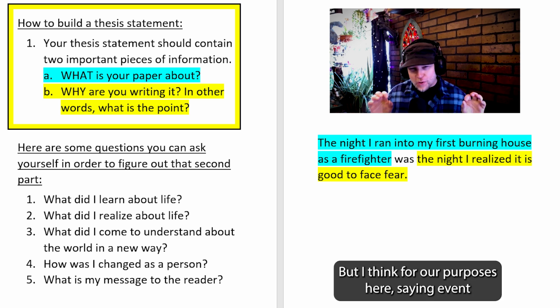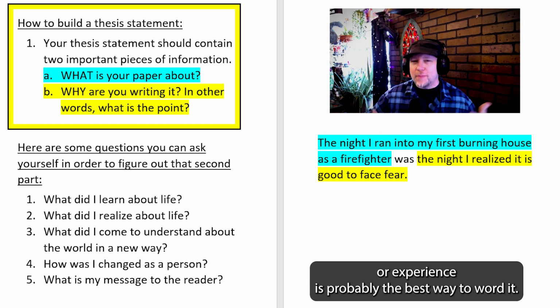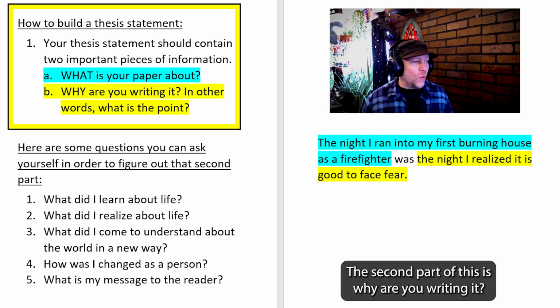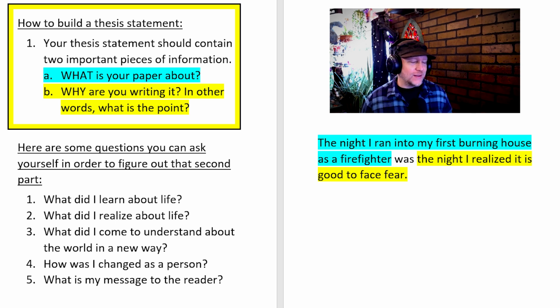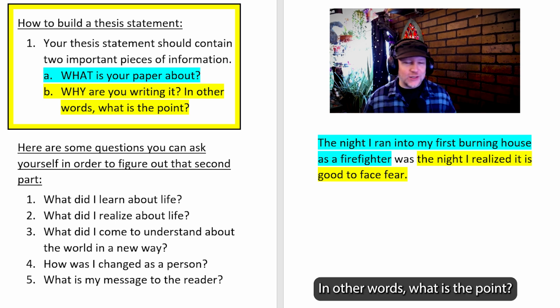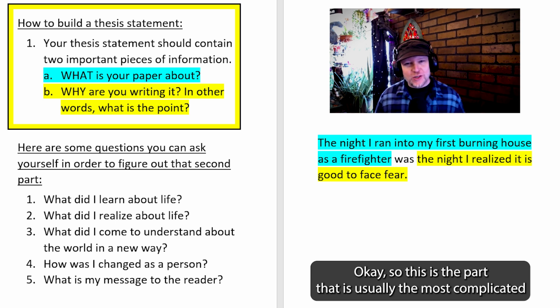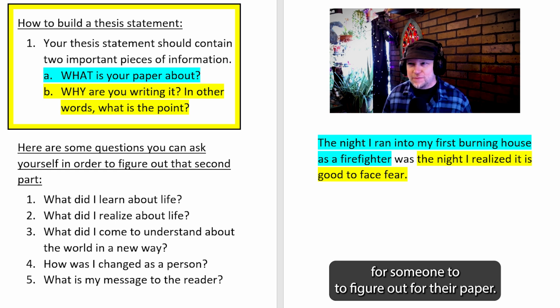I think for our purposes here, saying event or experience is probably the best way to word it, okay? The second part of this is, why are you writing it? In other words, what is the point? You can see I have that highlighted in yellow, okay? So this is the part that is usually the most complicated for someone to figure out for their paper.